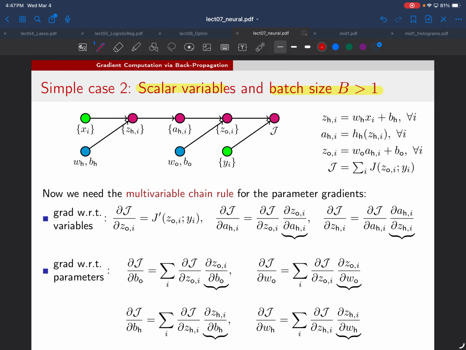So perhaps we could modify our drawing a little bit and visualize it like this. So these are the elements in the batch.